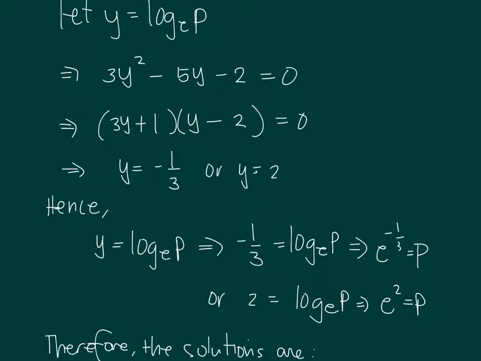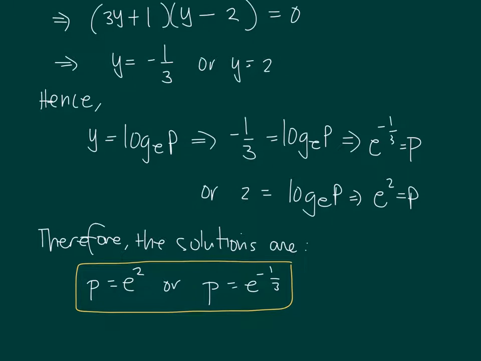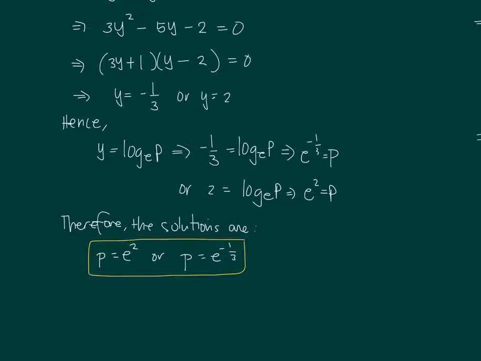To get the value of p, simply change it to exponential. The first one is e raised to negative 1 over 3, and the second one is e raised to 2 equals p. So I have two values of p: p equals e to the negative 1 over 3 and p equals e squared. Are there any restrictions here? e squared is always positive, and e to the negative 1 over 3 is always positive, so these two solutions are accepted.